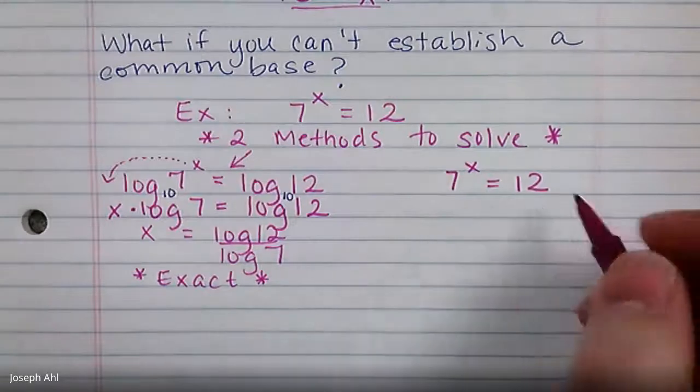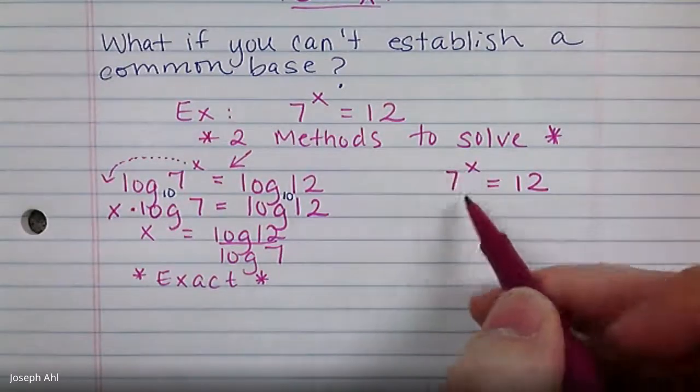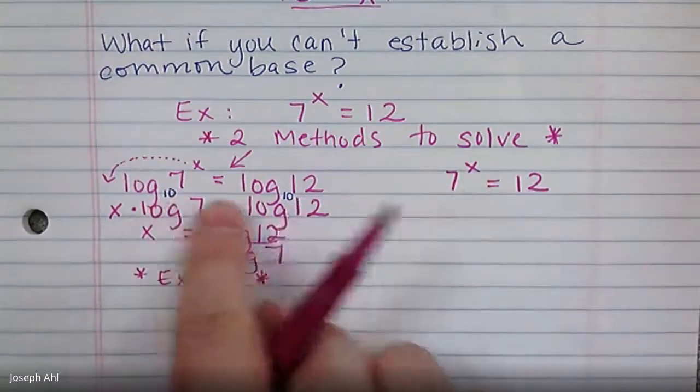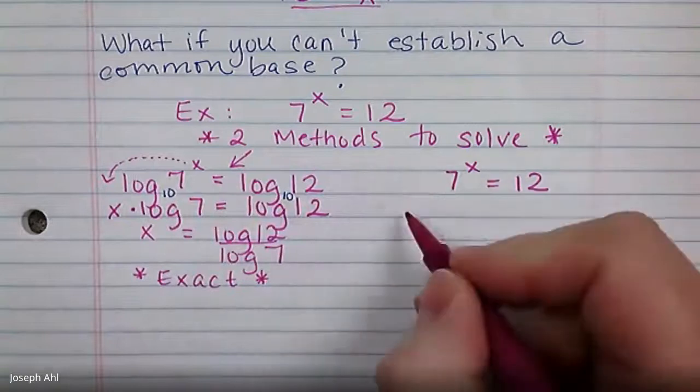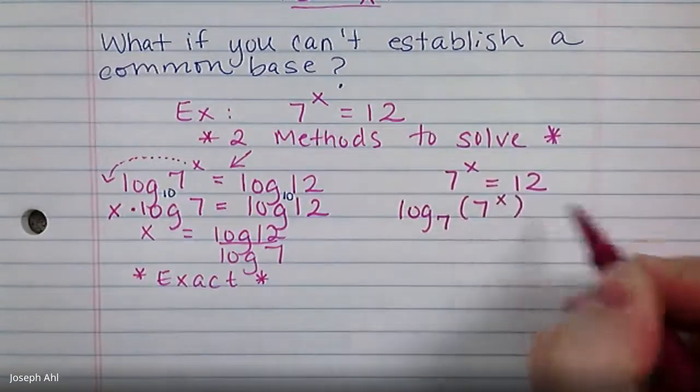So what you can do is you can choose to take the log base of both sides with whatever base that exponential is. So make the base of your log match the base of that exponential function. So I could take log base 7 of both sides.